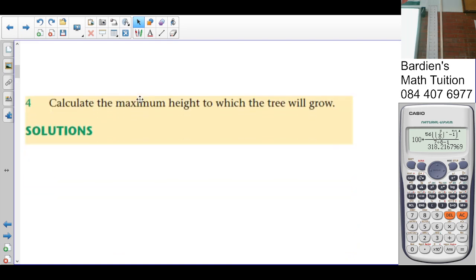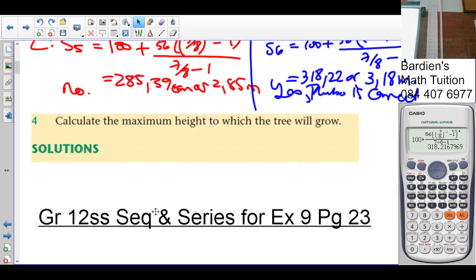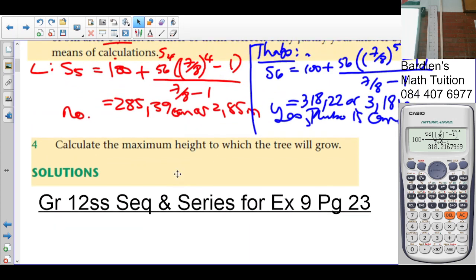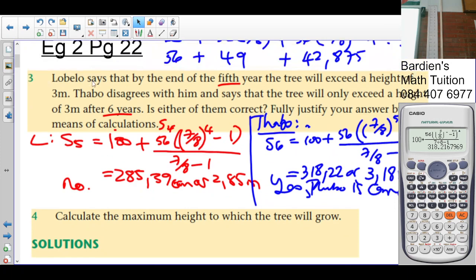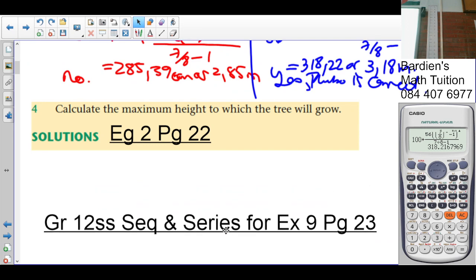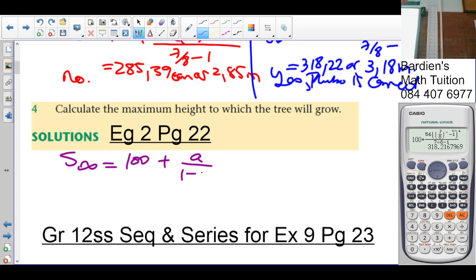Alright, and then the last question says, calculate the maximum height to which a tree will grow. Whenever it talks about maximum height, we work out the sum to infinity. So again, it's the sum to infinity. So we say S infinity. The first year is accounted for. It's 100 centimeters plus a over 1 minus r, where a is 56, I think.